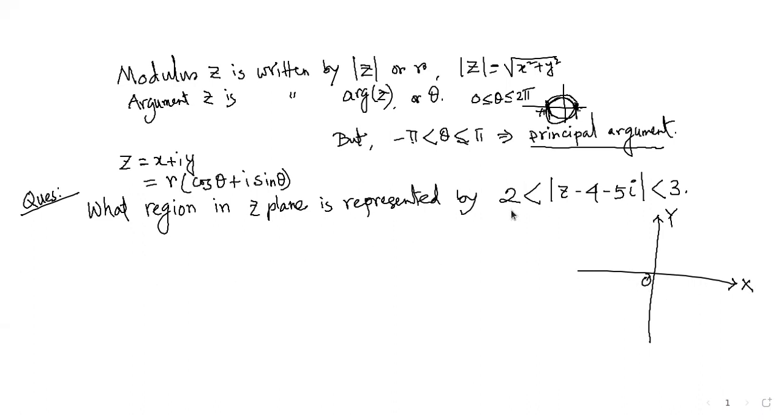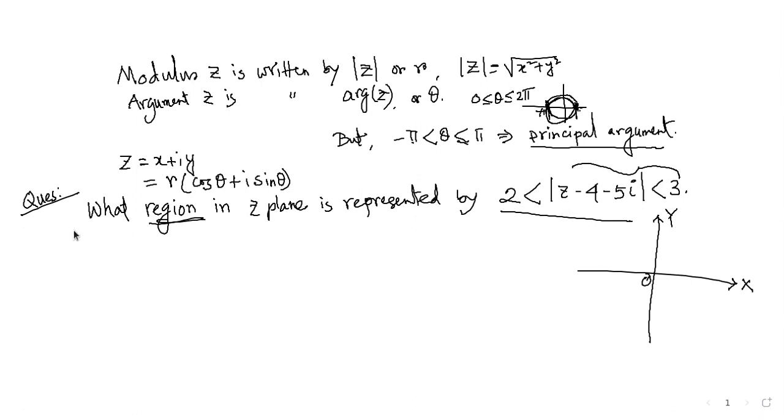Okay, so these equations represent a region, but we have to find what the region is. That means here we have two equations, this is one equation, this is another equation. These two equations represent a specific region. So we need to find this region.